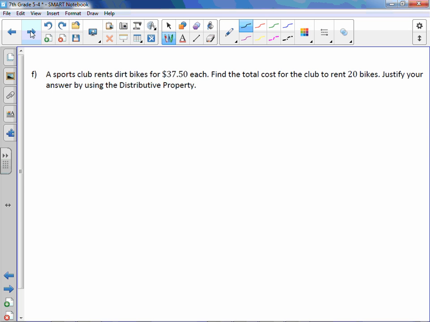A sports club rents dirt bikes for $37.50 each. Find the total cost for the club to rent 20 bikes. Justify your answer by using the distributive property. Here again, it mentions that we have to use the distributive property.